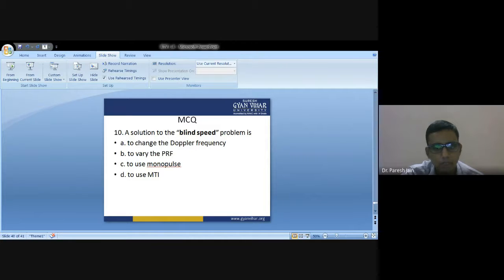And after that, we have also discussed in this section the two types of radar display. One is the PPI type, and the second one is the amplitude versus range type of display. So this is all about the radar.